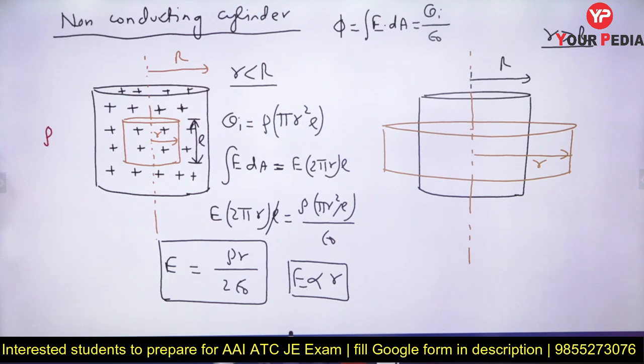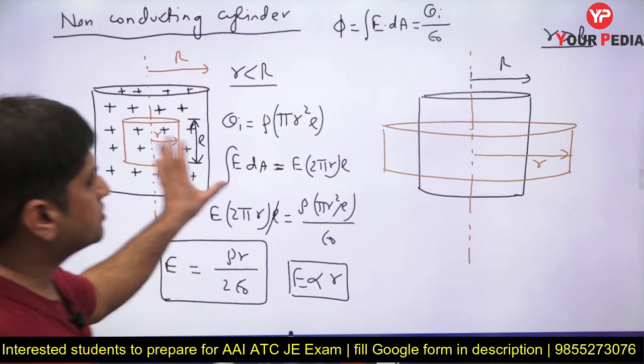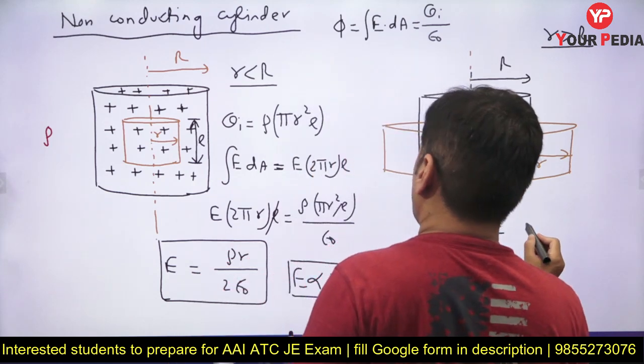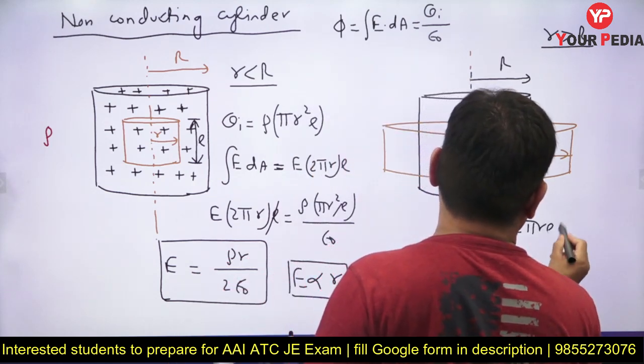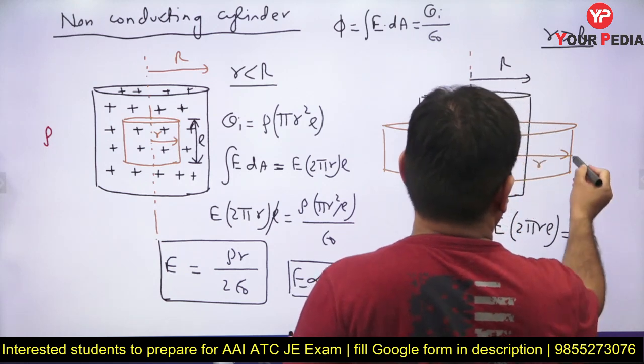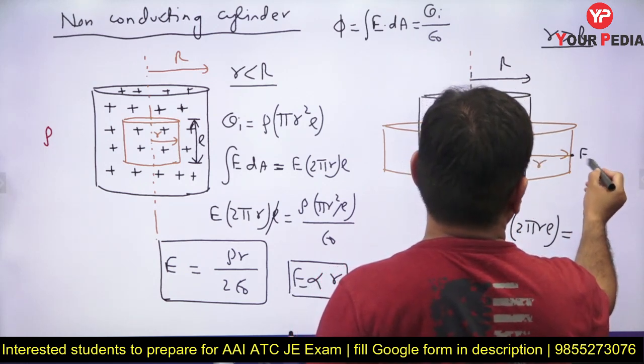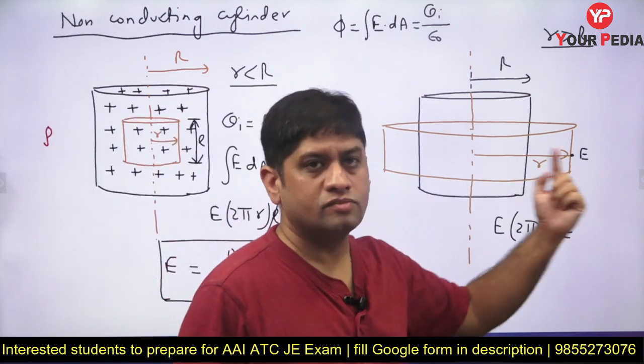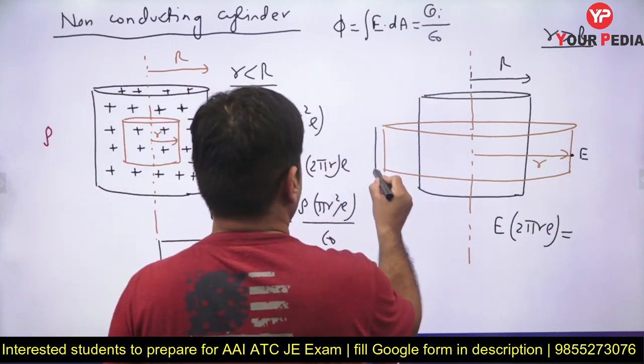Inside, it changes in this way, right? Now what is the difference between this and this? E into 2 pi r L will remain the same. Now what will the electric field at this point be, which I want to find out? So E into 2 pi r into L, where L is this length.